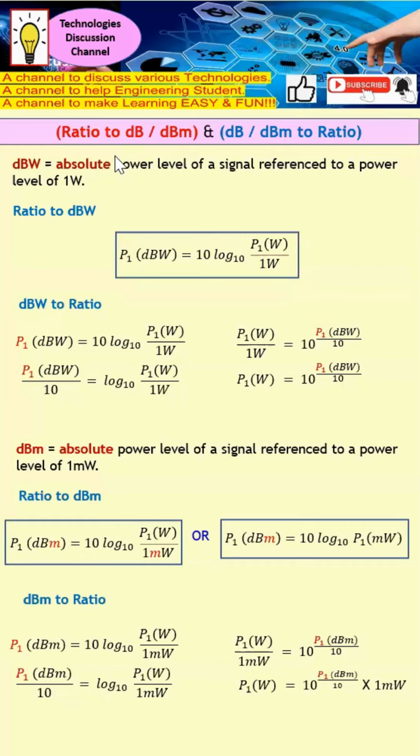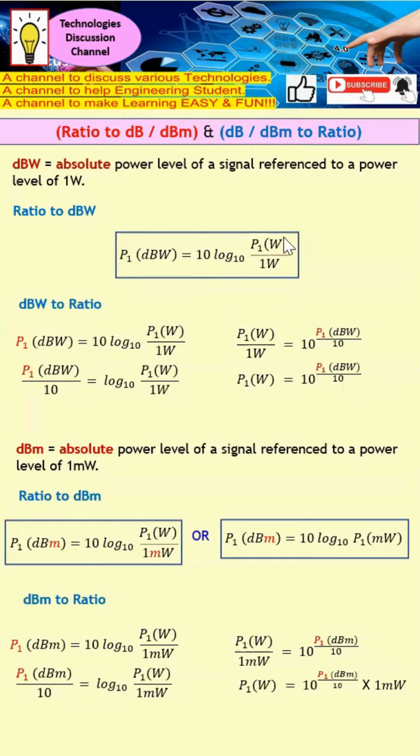I want to do a quick discussion. How can we actually convert a number from ratio to dB or dBm and vice versa, which means that we convert them from dB or dBm back to ratio again. So let's quickly understand how we can convert from ratio to dBW, which is also dB.